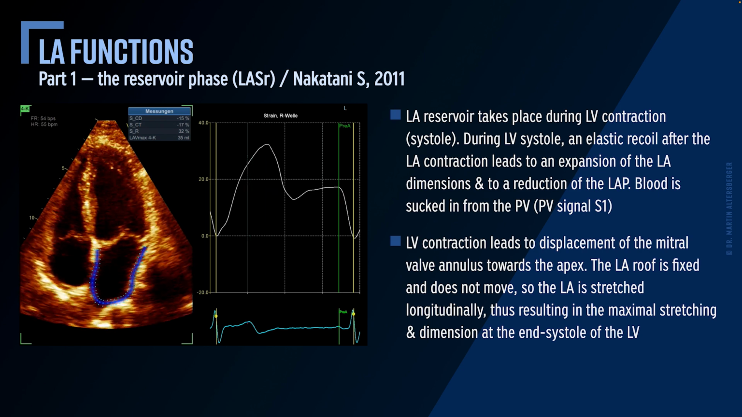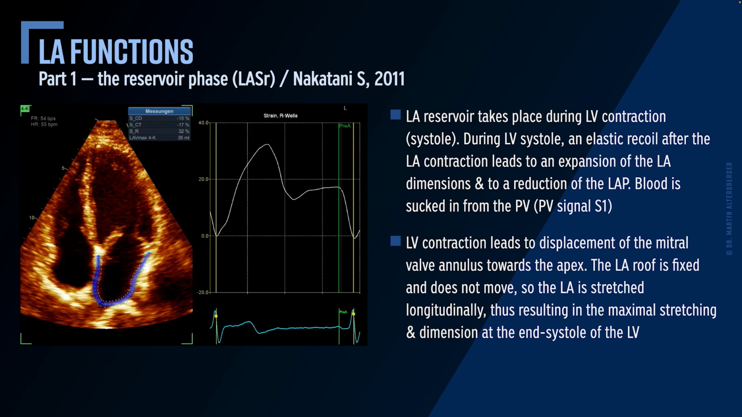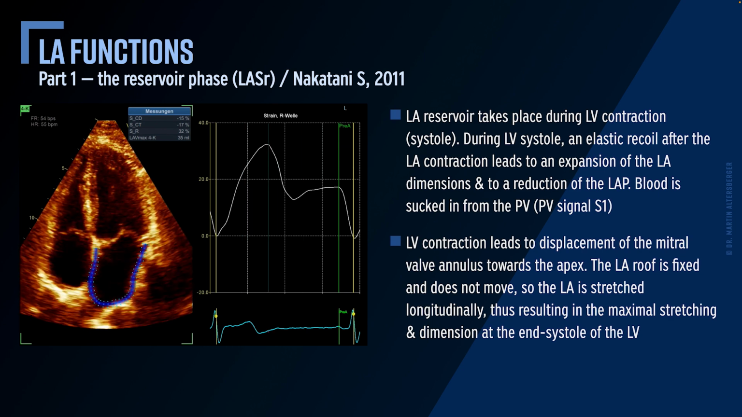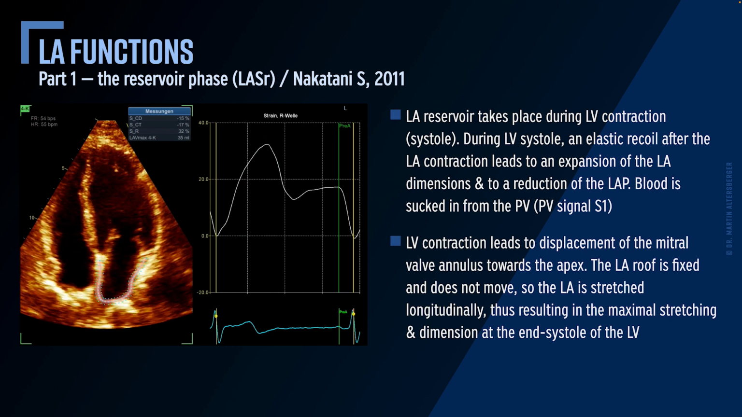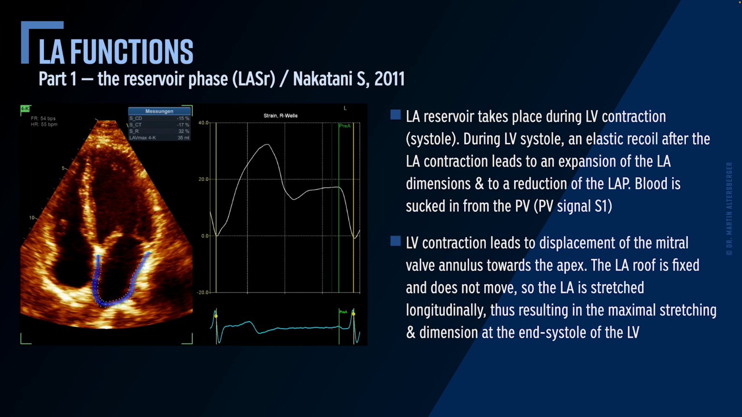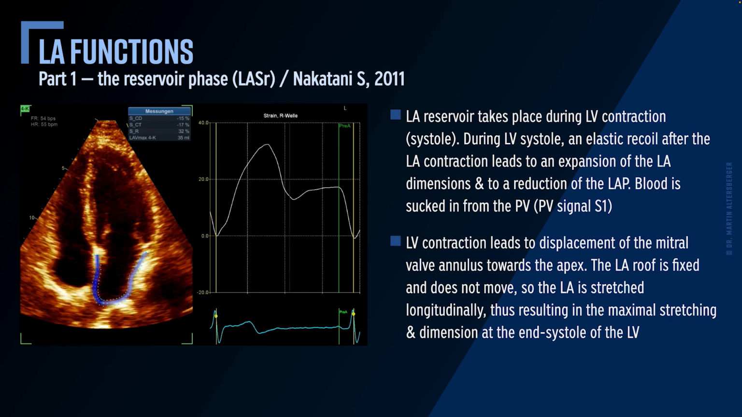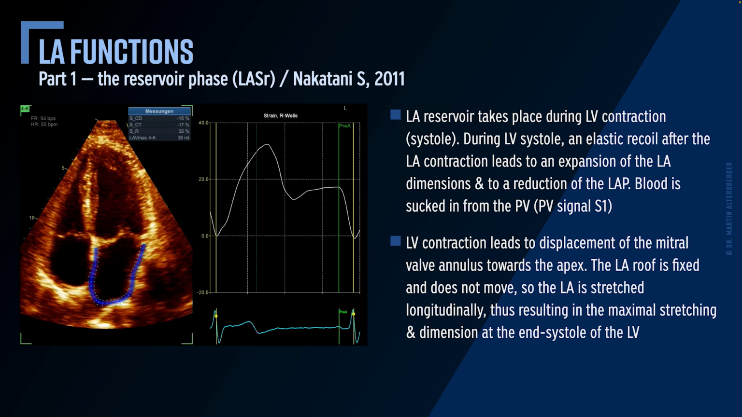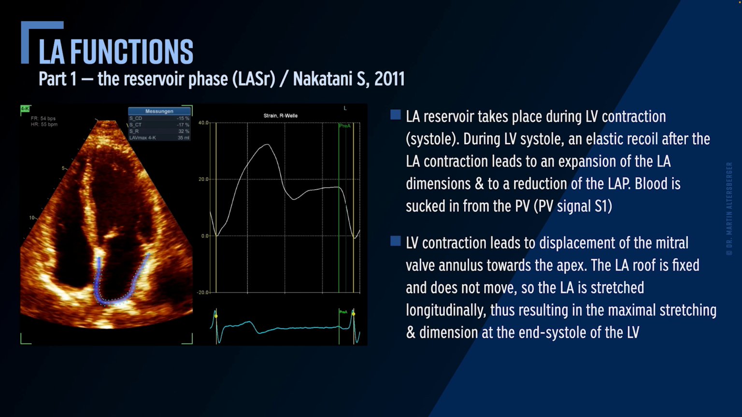This is a very important phase because the filling also defines how, at a later stage, the left atrium can contract. During left ventricular systole, we have this elastic recoil after the left atrial contraction. That leads to an expansion of the left atrium and the left atrial dimension, and therefore a reduction of left atrial pressures. Blood is then sucked in from the pulmonary veins into the left atrium. With the pulmonary venous signal, that would be the S1.